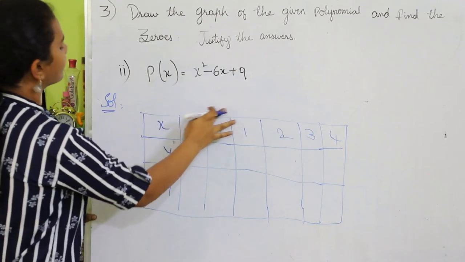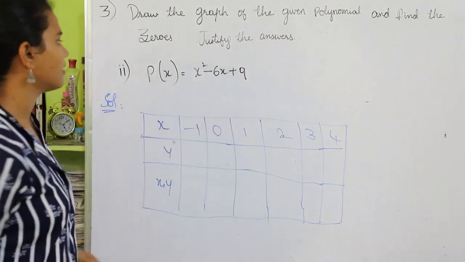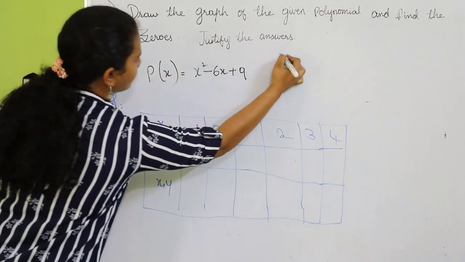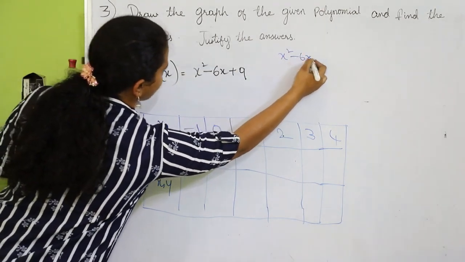Okay, so we will be taking more values, but let it be. Now here you have the given equation, so let me write it down over here: x square minus 6x plus 9.